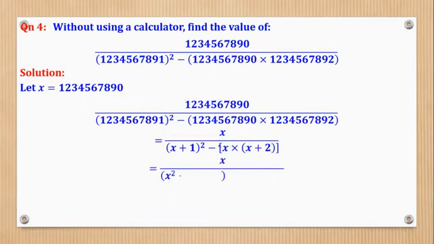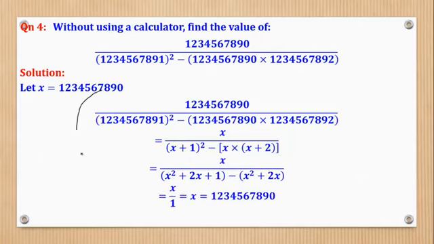Then we expand. This gives you that. And this gives you this. After that, we collect like terms. You realize that this and this cancel. This and this cancel. So the denominator will remain with only 1. Meaning it will be x over 1, which is x, and we saw that x is this. So that is what they wanted.